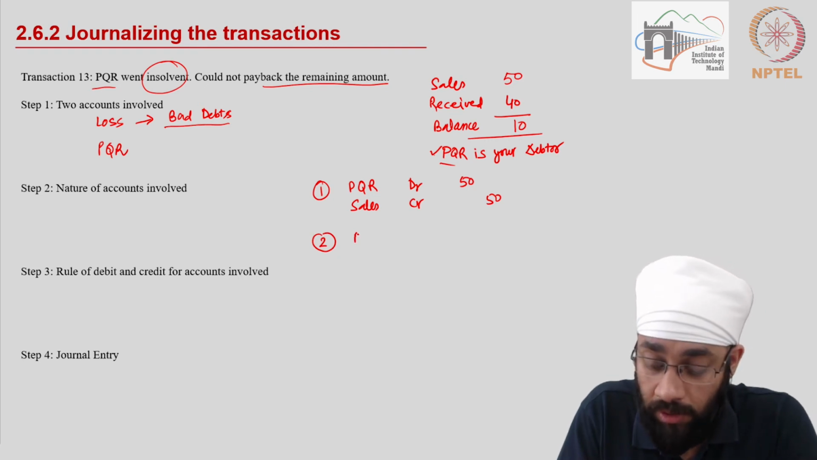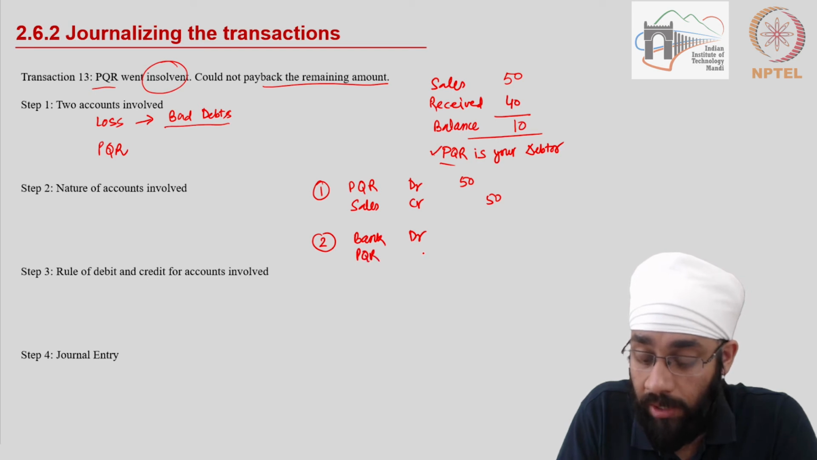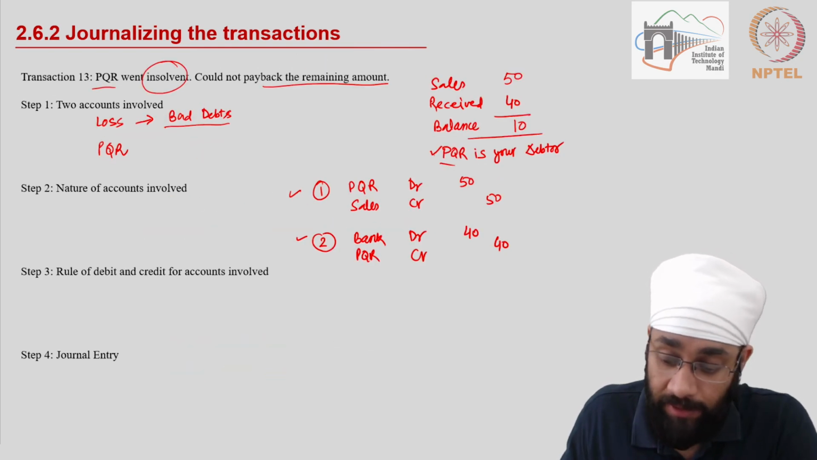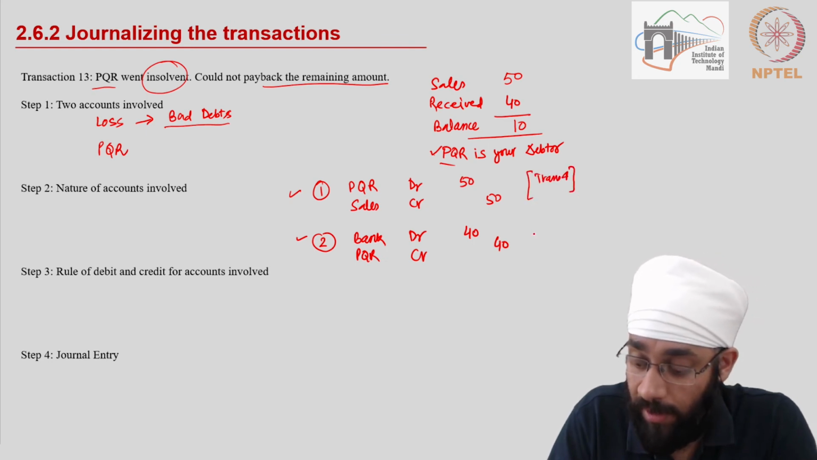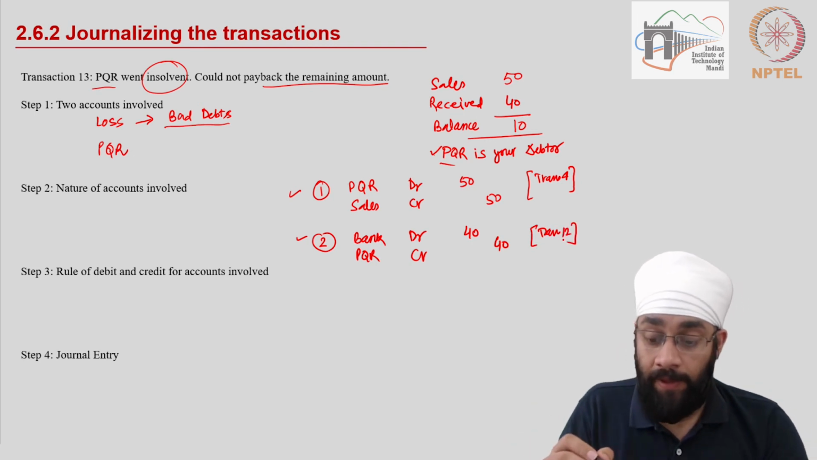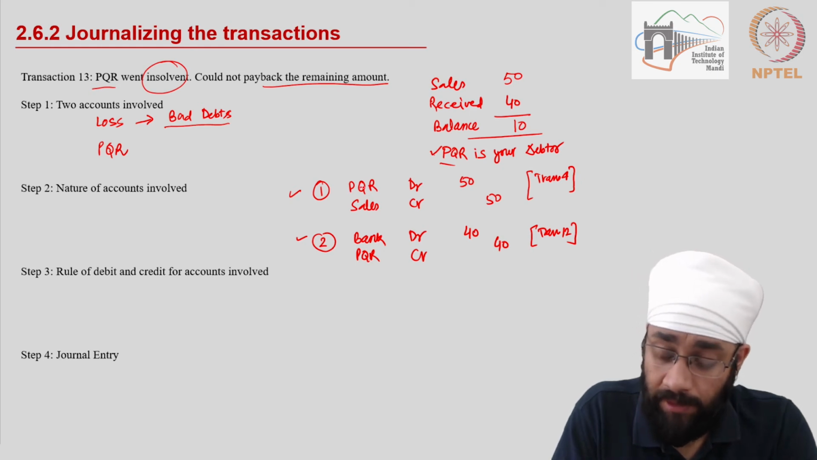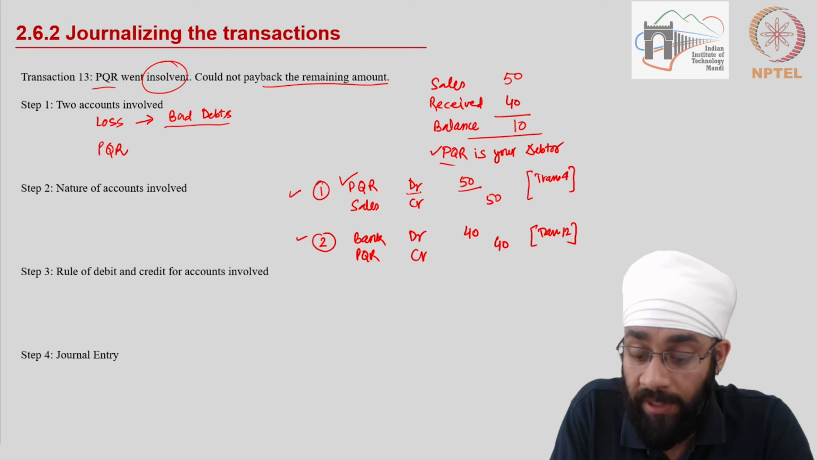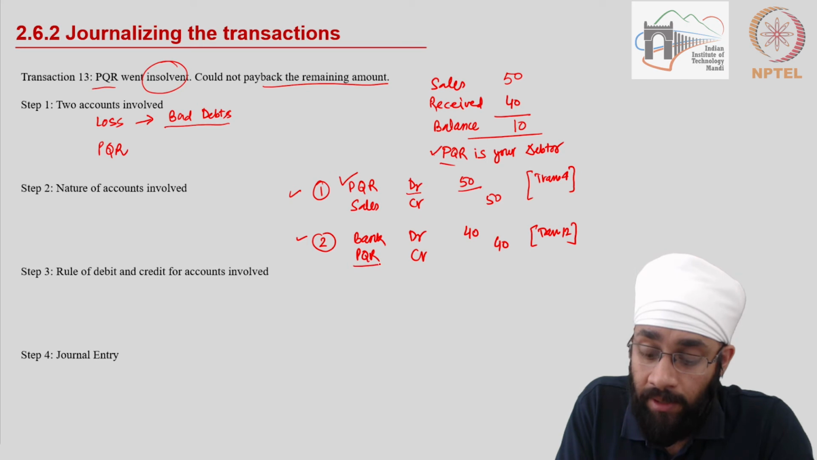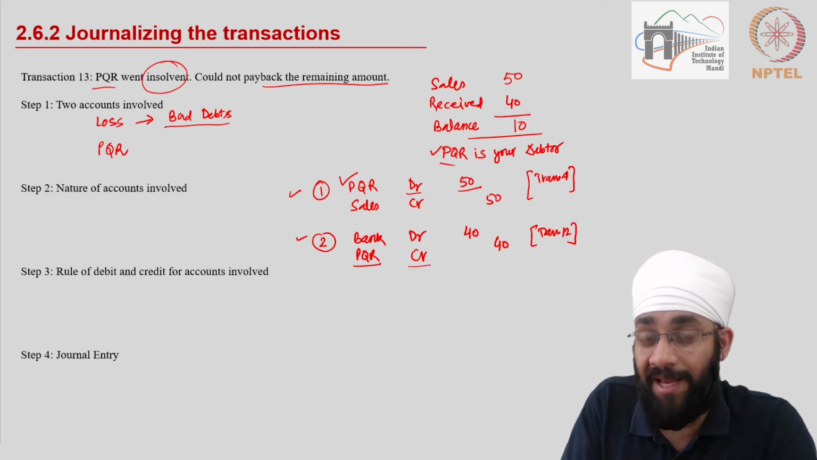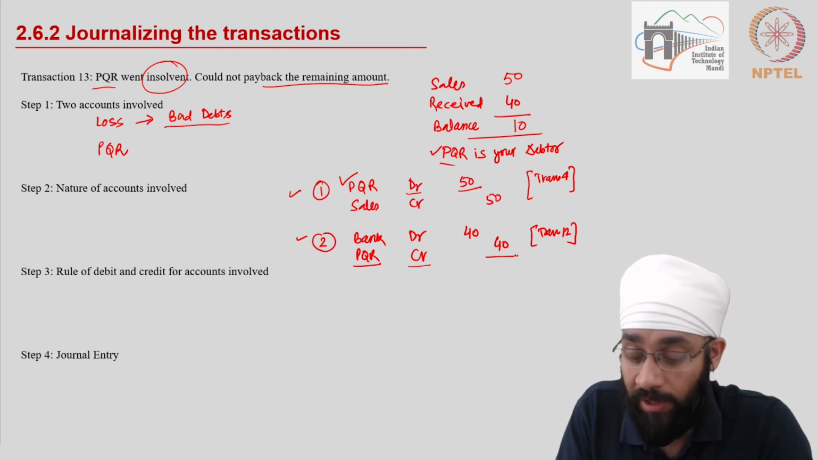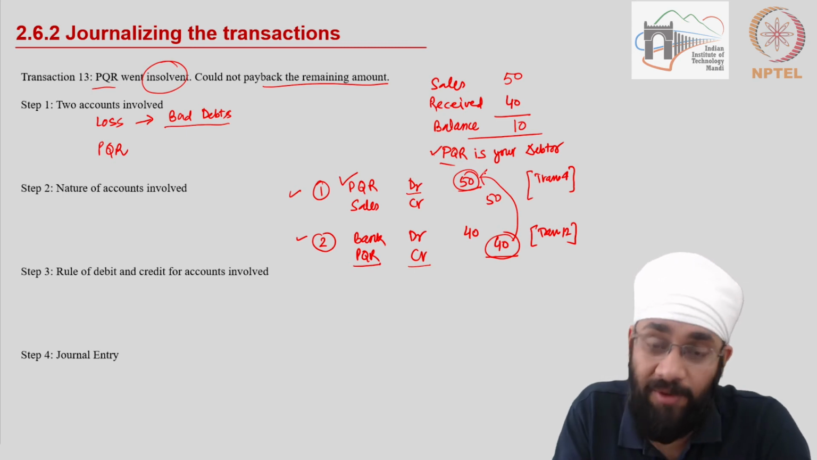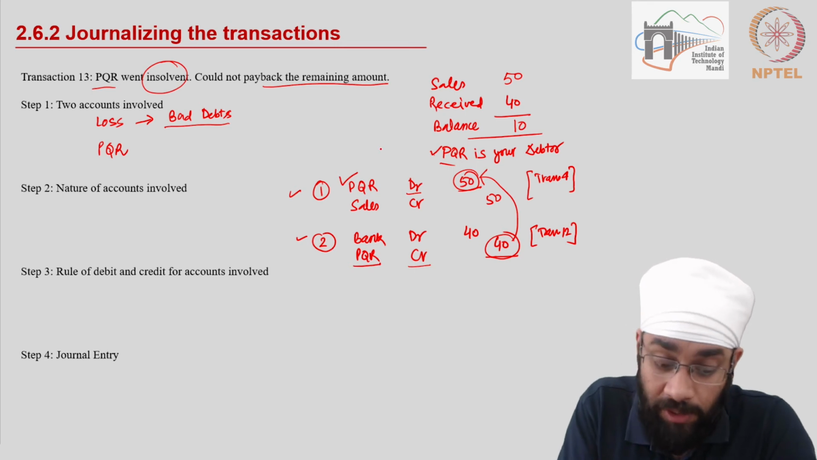Then PQR paid you. You wrote a journal entry, bank debit and PQR credit, 40. So this was transaction 4, and this is transaction 12, I guess, the previous transaction, right? Now, if you look carefully at these journal entries, PQR, an asset to you, a debtor, was valued at 50. Debit, an increase in the claims of the business on PQR. And then PQR paid you 40, so given a credit, so the business's claim on PQR goes down. So 40 was credit. Now the net effect is that there is still 10 to be recovered from PQR.